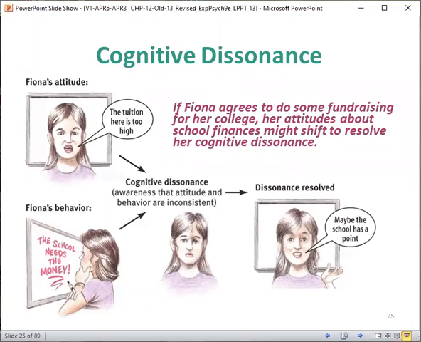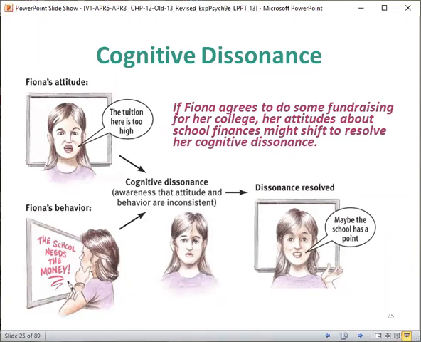So cognitive dissonance. Let's look at Fiona. Fiona is a college student, and she believes the tuition at her school is way too high. All right? That's her belief. Then Fiona gets a job where she needs to call and solicit money from the alumni and from others for fundraising. So if Fiona agrees to do some fundraising for her college, her attitudes about school finances might shift to resolve her cognitive dissonance.